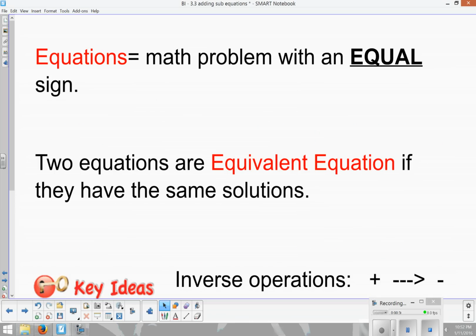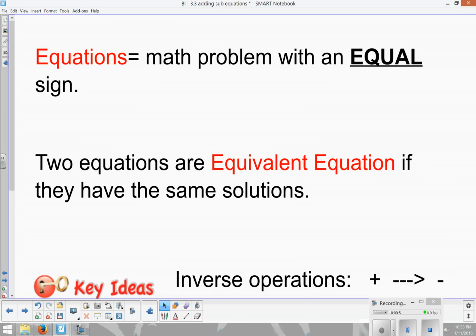We're going to start off with talking about equations. An equation is a math problem that simply has an equal sign. Anytime you see a math problem that has an equal sign, that's an equation. What we've worked with in the last few lessons were expressions. They did not have an equal sign. So those were expressions. Now, two equations are equivalent equations when they have the same solution.